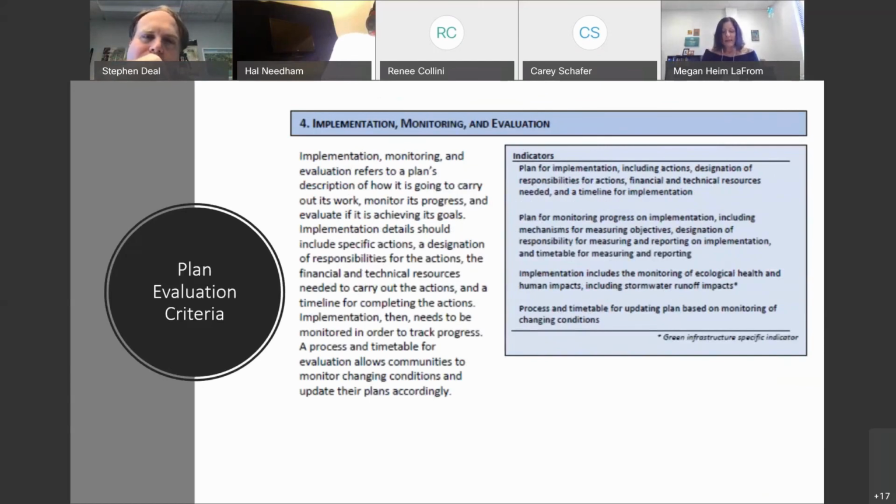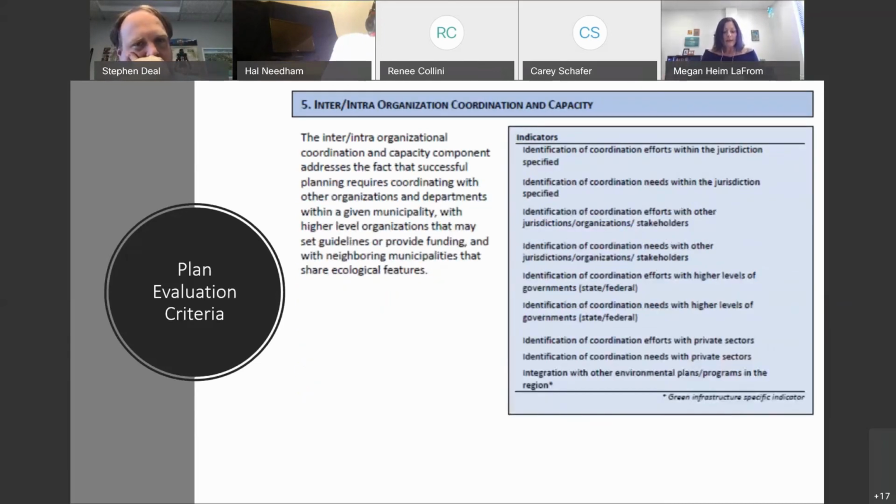Implementation, monitoring, and evaluation refers to a plan's description of how it's going to carry out its work, monitor its progress, and evaluate if it's achieving its goals. From a green infrastructure perspective, this includes a process for focusing on ecological health and human impacts, such as measuring stormwater runoff.